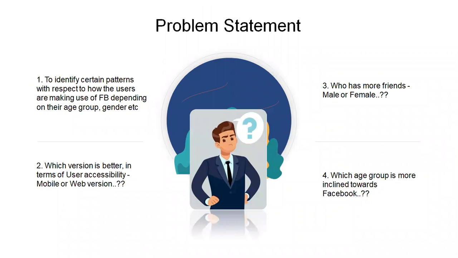Now coming to the problem statement. I have taken here 4 problem statements. First is to identify certain patterns. There must be certain patterns with respect to how the users are making use of Facebook depending on the age group or gender, etc. Second is which version is better in terms of user accessibility, whether it's a mobile version or a web version. Third problem statement is who has more friends, by which I mean whether it's male or female. Fourth is which age group is more inclined towards Facebook.